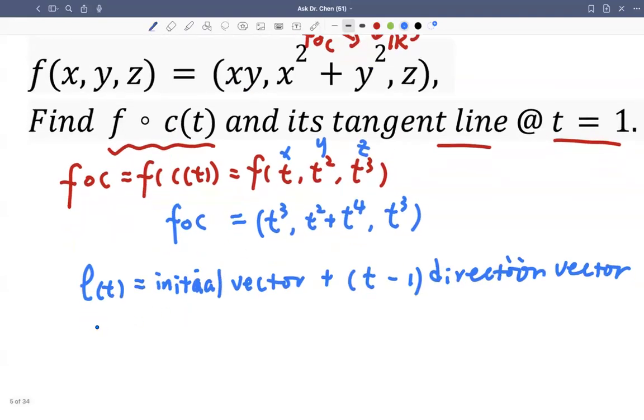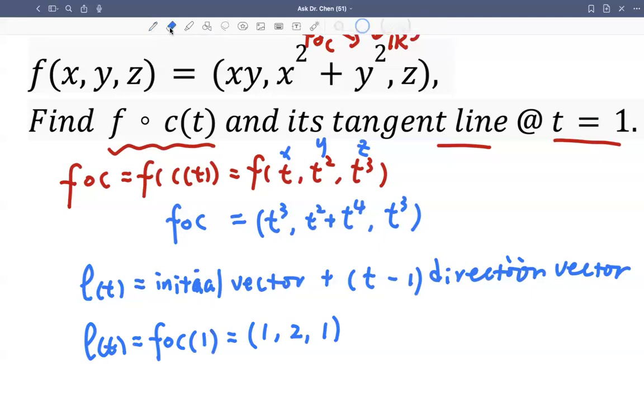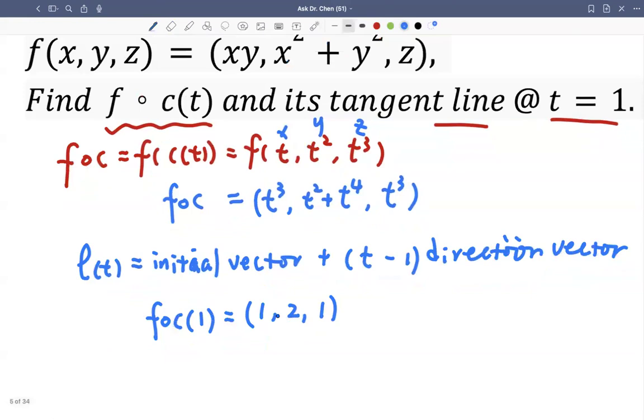For the initial vector, we can treat the point at t equals 1. So we just evaluate F composed with C at 1. 1 to any power will be 1, so 1 cubed is 1, 1 squared plus 1 to the fourth is 2, and 1 to the third power is still 1. So this would be our initial vector. We can always treat this point as a vector starting from the origin to this point.